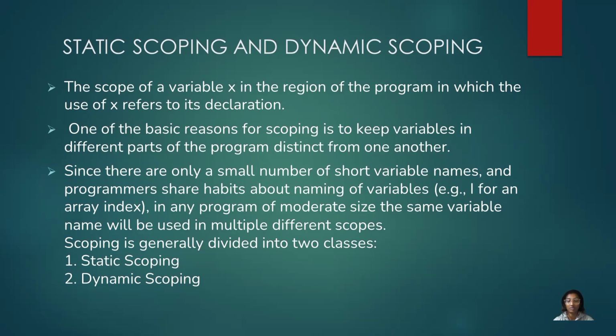Since there are only a small number of short variable names and programmers share habits about naming of variables, for example, i for an array index, in any program of moderate size, the same variable name will be used in multiple different scopes. Scoping is generally divided into two classes, that is static scoping and dynamic scoping.